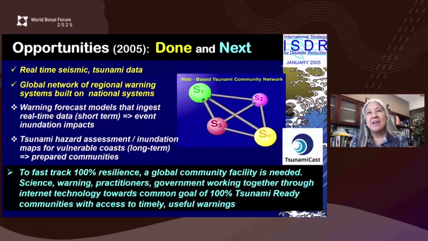Next. And that's just to say, this is a slide I showed in 2005. And we were at a point where we could say, this is what we needed. And now I can say 20 years later, I think we do have that real-time seismic data and tsunami data, whether it's sea level or deep ocean. We do have a global network of regional warning systems built on national systems. We're beginning to get the ability to have our forecast models.